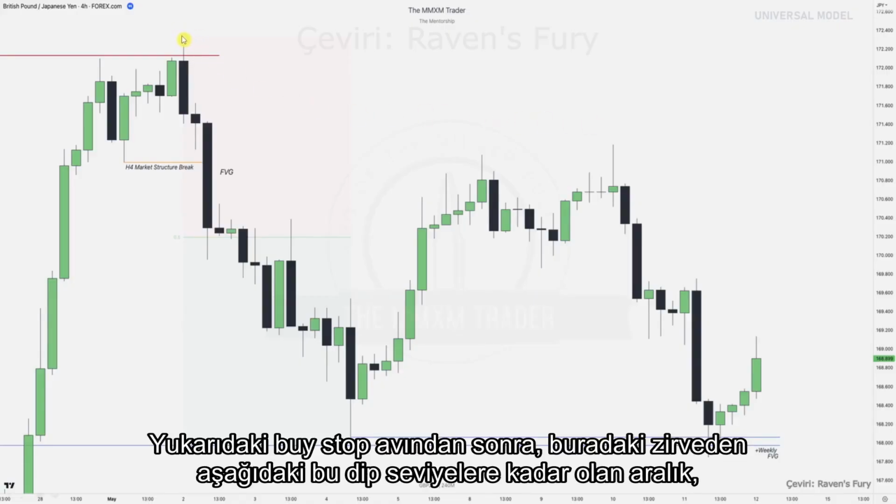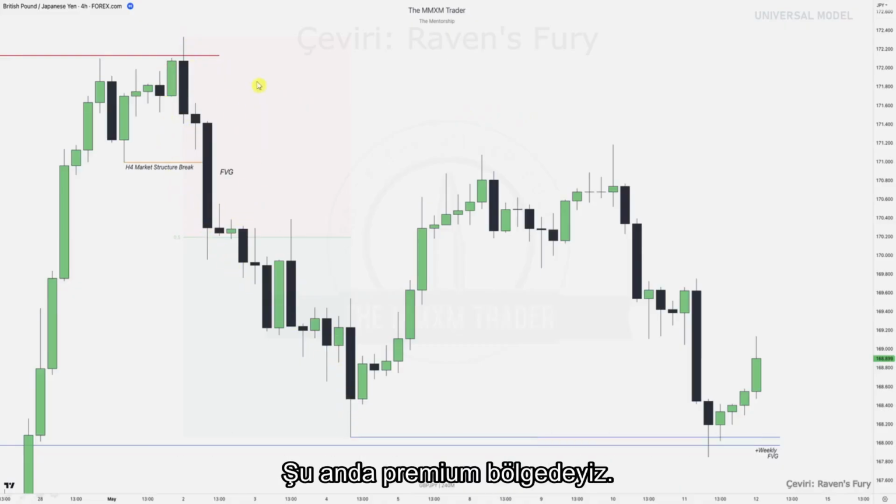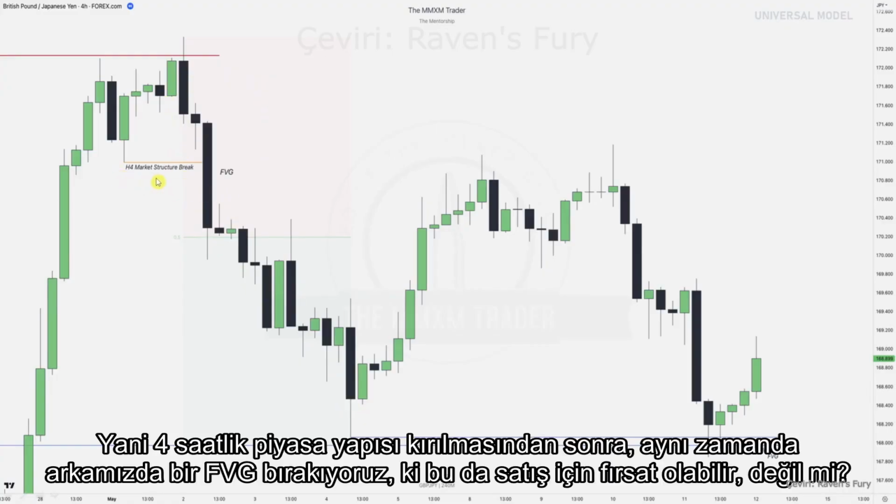Our range high from up here after that buy stop raid until these lows down here, right? We are in premium over here. So after that 4-hour market structure break, we're also leaving a fair value gap behind, which could be an opportunity to get into a sell, right?